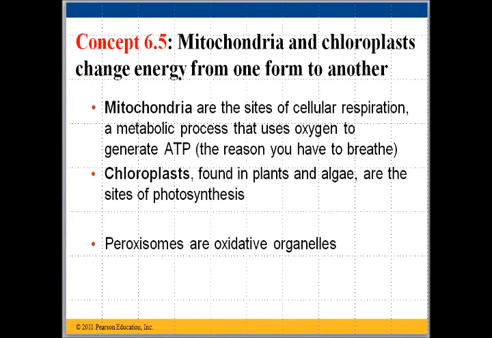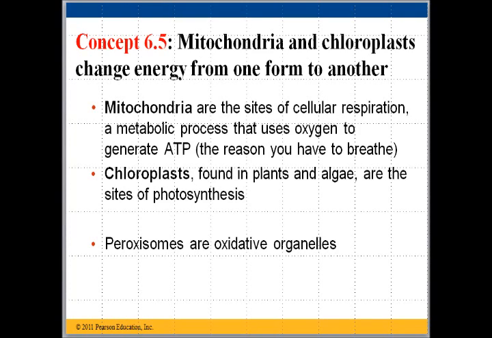The next concept is concept 6.5, and we're going to look at 2 very interesting organelles. These are oftentimes considered unique, and many people think of these as their favorite organelles because they have to do with energy creation and energy change. So these are the mitochondria and the chloroplasts. The mitochondria and the chloroplasts change energy from one form to another. Both plant and animal cells have mitochondria, but only plant cells have chloroplasts.